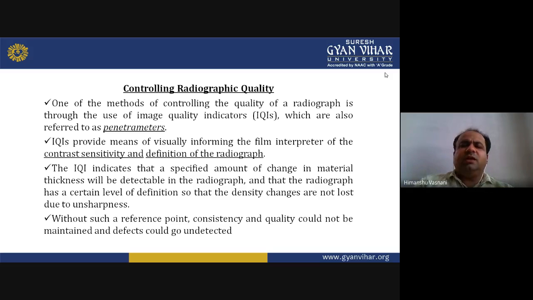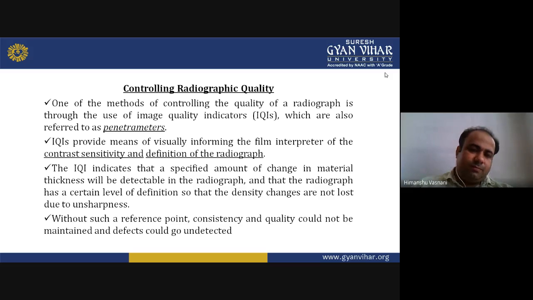Now, without such a reference point, consistency and quality would not be maintained, and defects would go undetected. And we have to avoid this. We have to maintain consistency, and we should not compromise with the quality. We have to find out the defects, the discontinuities, because our purpose of radiography testing is that only, to find out the defects and the discontinuities available in the required workpiece.